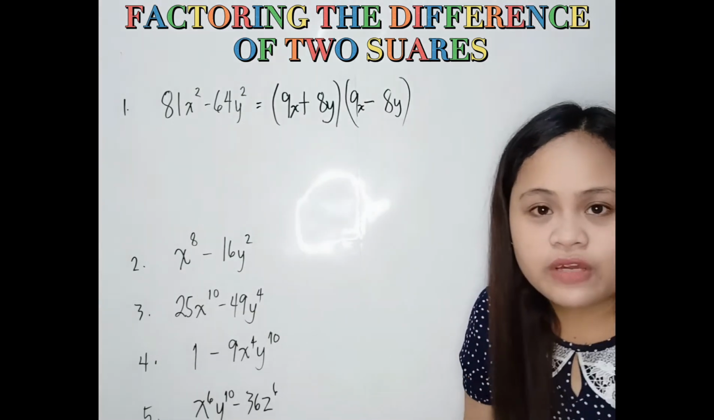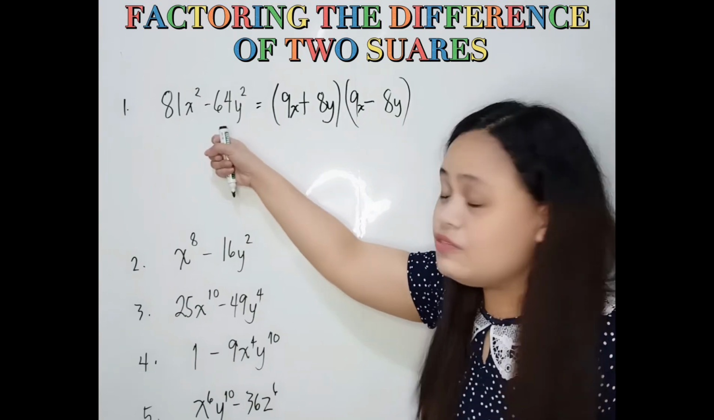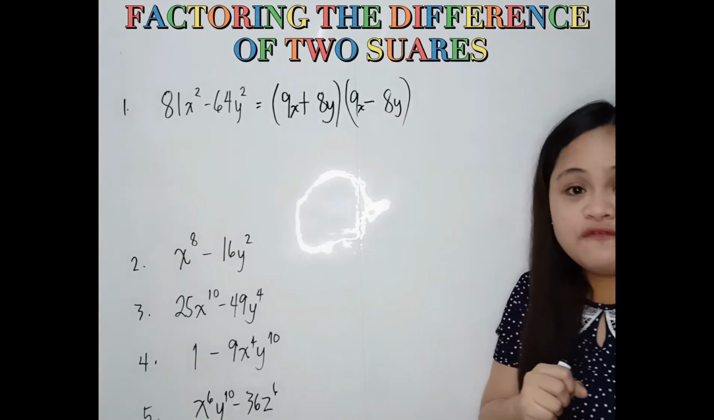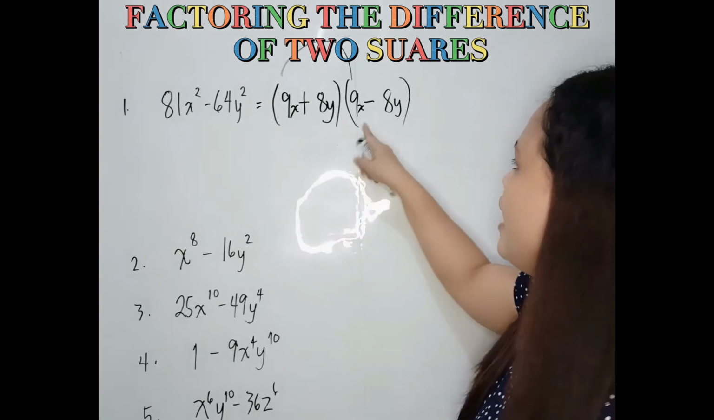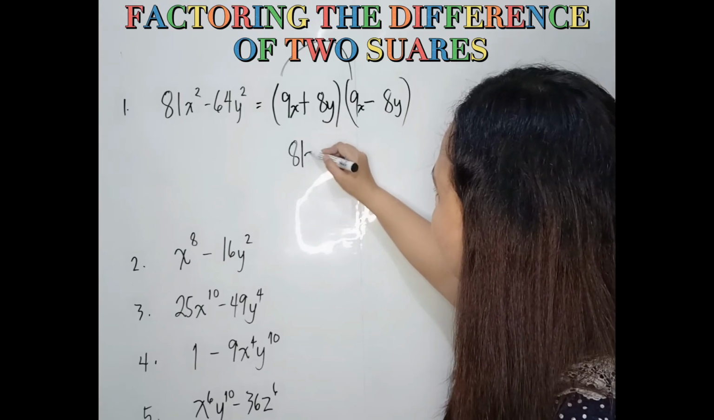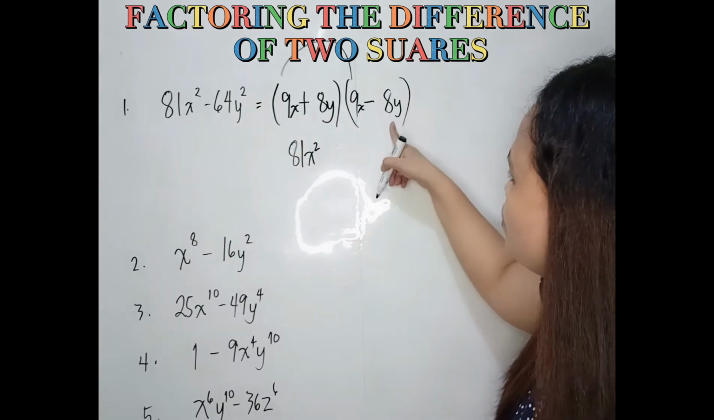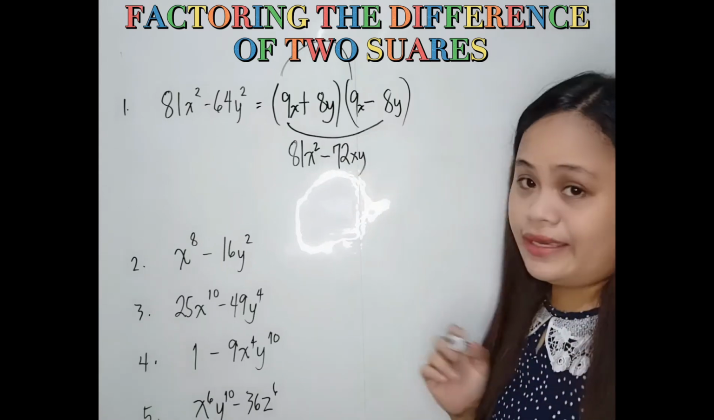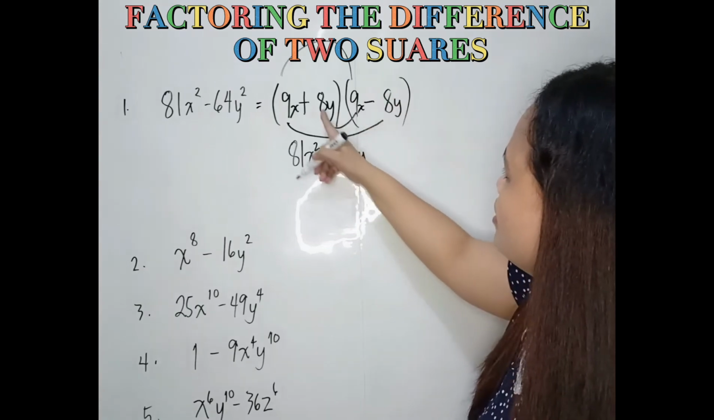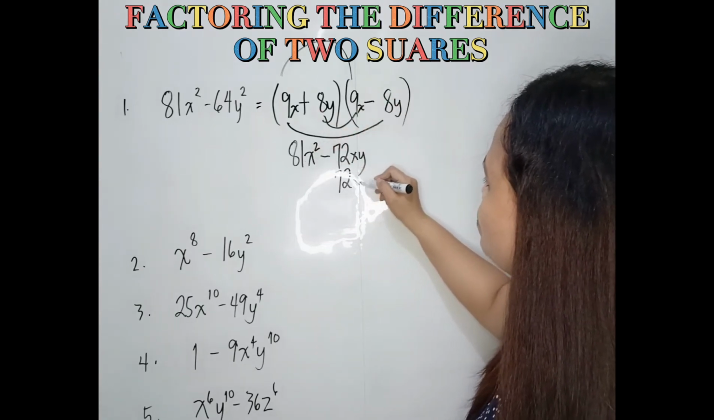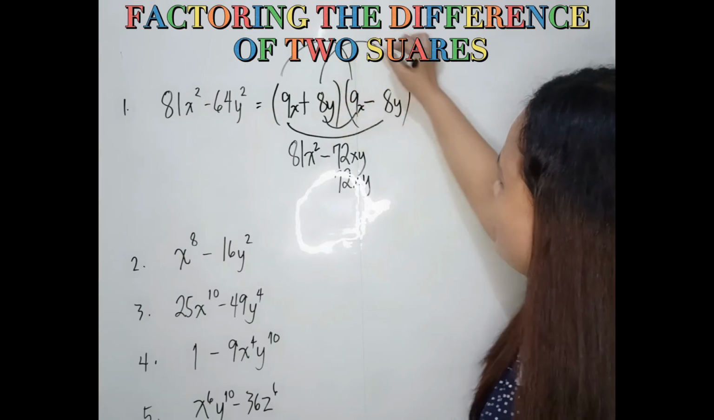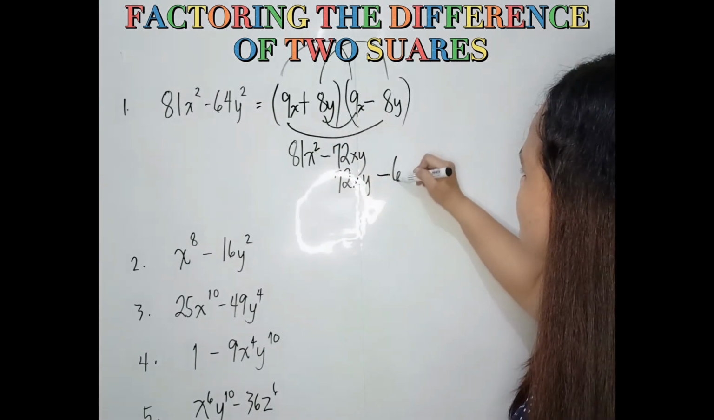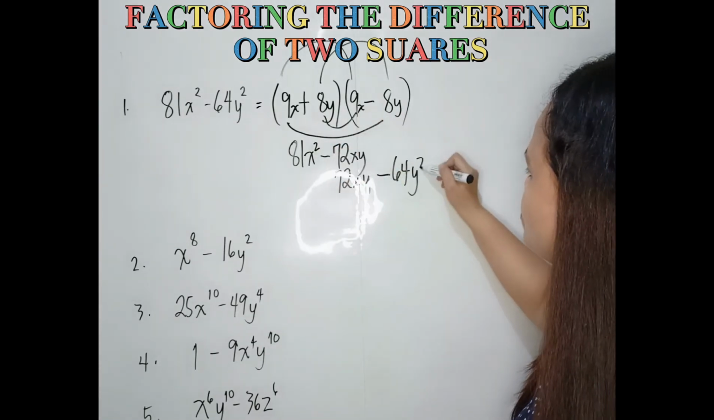Okay? So, how will you check if you come up with the correct factored form of the difference of two squares? So, pwede natin yung i-multiply using FOIL method. So, first we have 9 times 9 is 81x squared. And then, itong term na to, tsaka to, that's outer to outer. So, we have negative 72xy. Okay? Then, inner to inner, it will give us positive 72xy. And then, last to last, isang positive, isang negative, so that would be negative. 8 times 8, that's 64. Y times y, so we have y squared.